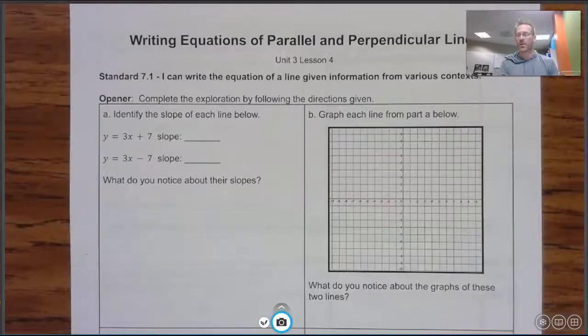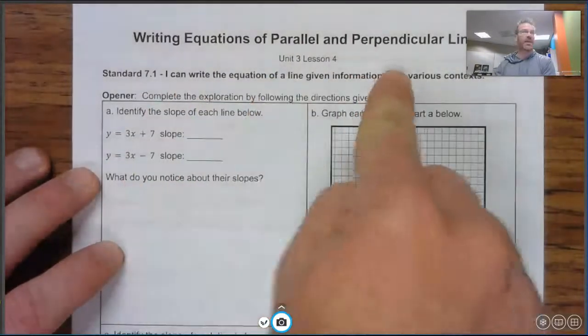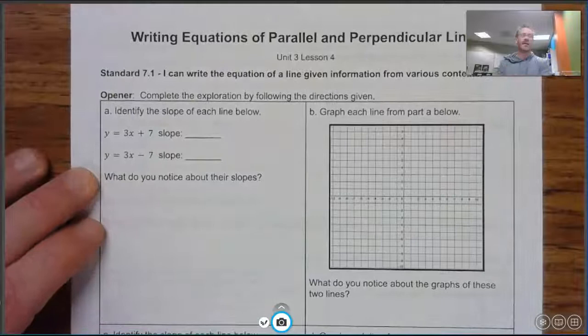All right, and here we go again. More writing equations. Now today we're going to look at something very specific to do with linear equations, and that's going to be the relationship between parallel and perpendicular lines and how we can write equations of those types of lines. Once again, this gets into that various context idea of standard 7.1.